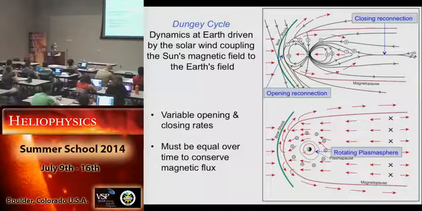So there's variable opening and closing rates. These are not equal. You know, you do the Dungey dance like this, open it up, close it down, and you make it look like it's all very systematic, but in fact, there's a lot of opening, and then it builds up, builds up, builds up, builds up, and then crash, it closes on the tail. So they're not equal. Though on average, over time, obviously there has to be equal opening and closing to conserve magnetic flux.